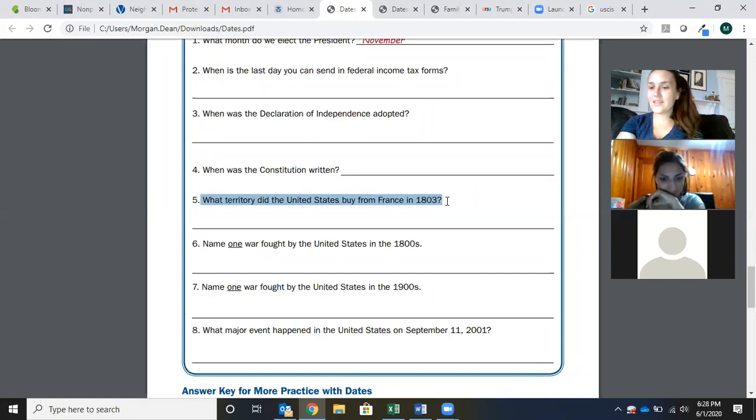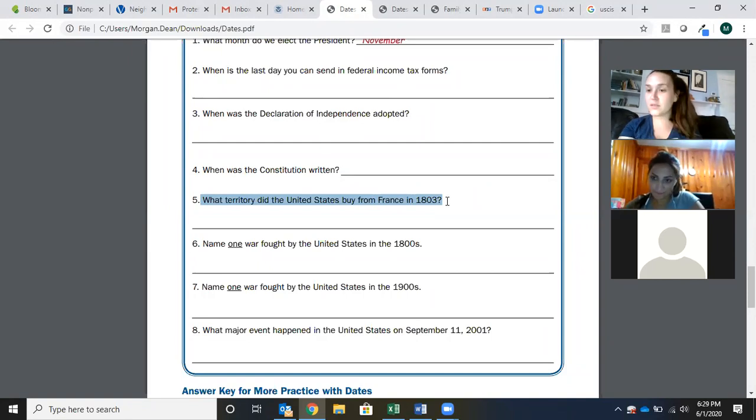L. The Louisiana... does that ring a bell? The Louisiana territories, right? So Louisiana is that state down there. It kind of looks like a shoe. It got hit by Hurricane Katrina. Okay, New Orleans is a city there.